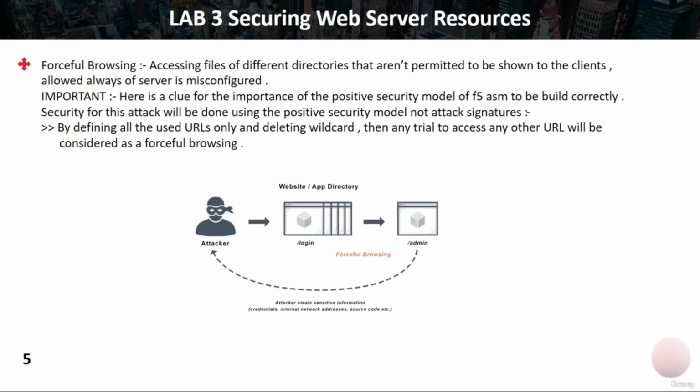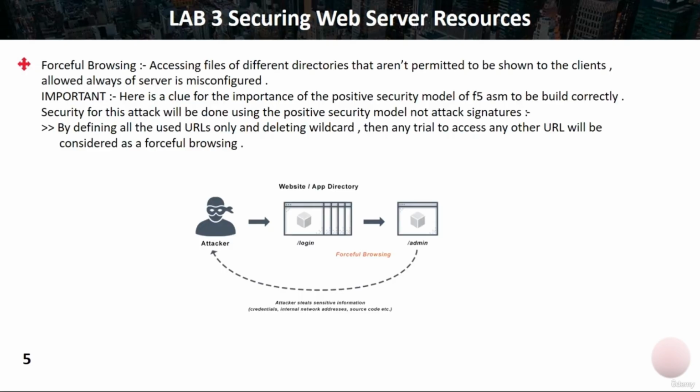So what is forceful browsing? It's an attempt by the attacker to access files in different directories that aren't permitted to be shown to the clients. It's always allowed if the server is misconfigured and not secure enough to defend against those kinds of attempts from the attacker. Okay, so again, speaking about this part, we are dealing with the positive security model, and it's a clue to the importance of the positive security model of F5 ASM to build the policy correctly. So security for this attack would be done using the positive security model, not attack signatures.